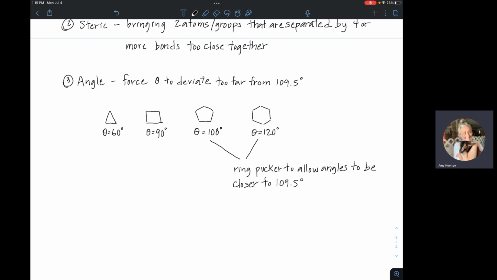Because that angle strain is greater. Imagine also if you're thinking about this from an orbital overlap perspective. In order to form a 3-membered ring, we have to force those lobes to overlap in a not-so-good way. They don't get the best orbital overlap, forming 60-degree angles like they would if they were forming 109.5 degree angles, or something close to it.